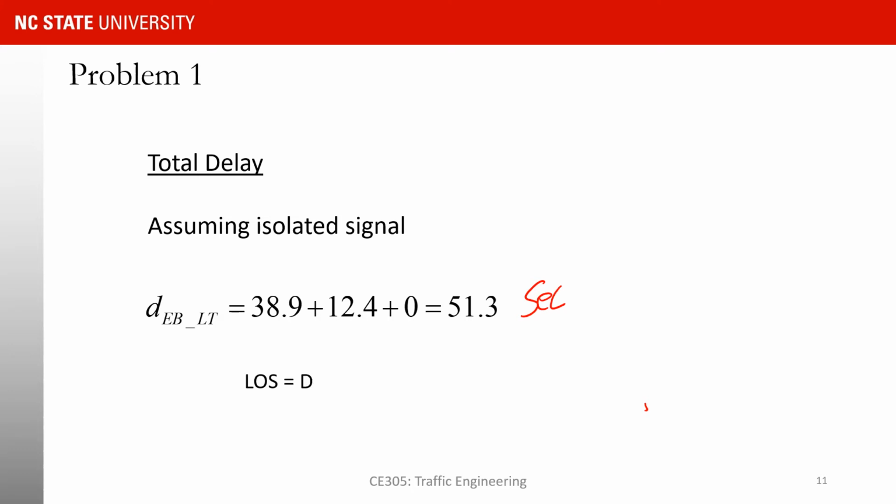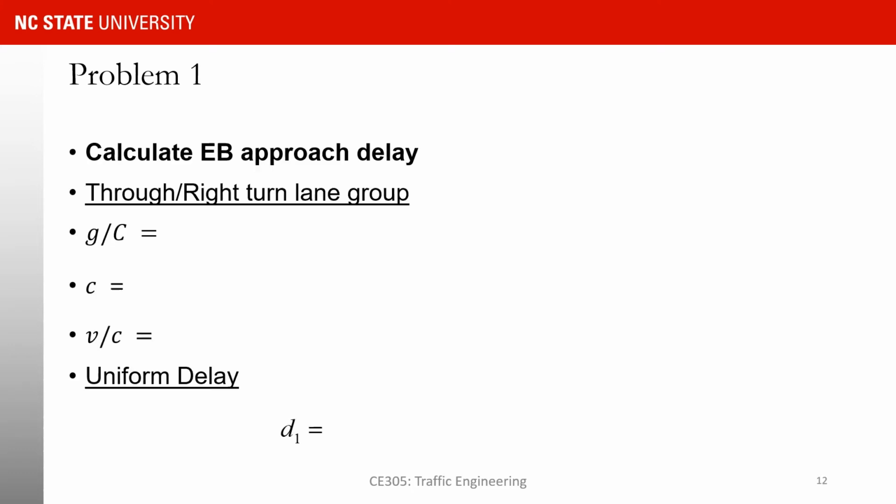Now, this is going to give us a level of service of D for this lane group, based on the table that gives us the level of service based on the delay. Let's move to finding the delay for eastbound through approach. So again, we need to go through everything. I'm going to go a little bit faster.